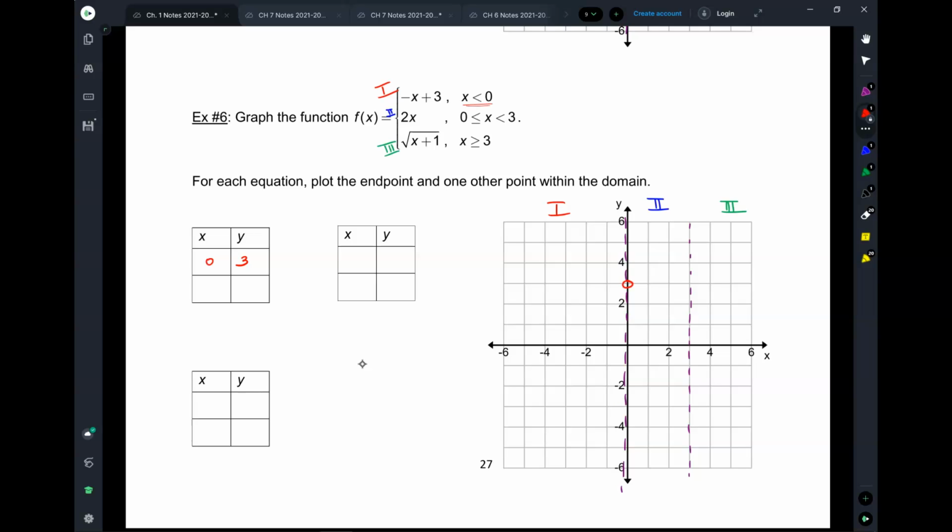Okay, another one, I heard negative 2. What do we get for y? Anything from this region will work. Anything in that region, anything to the left of 0. So that's going to be negative 2 plus 3, 5. So when x is negative 2, y is 5. So, go ahead and plug those in.